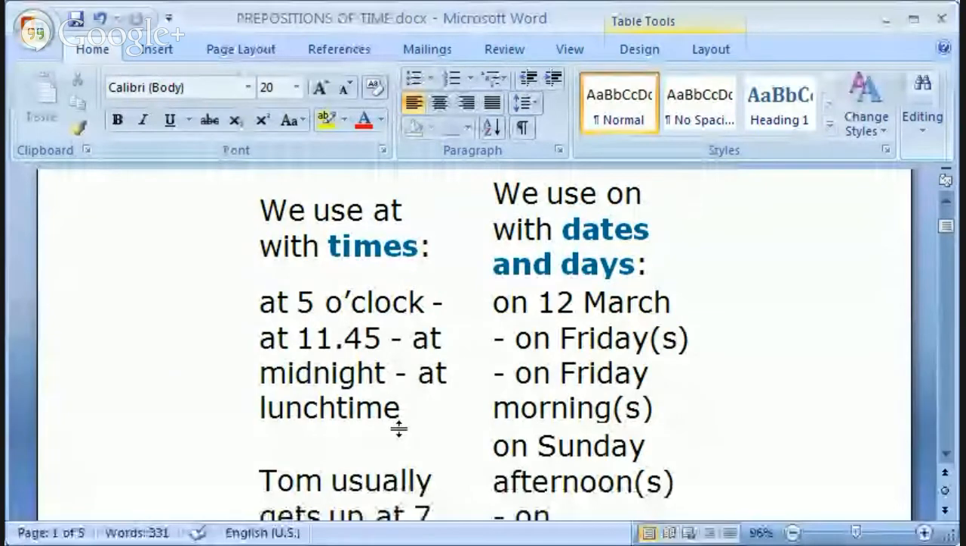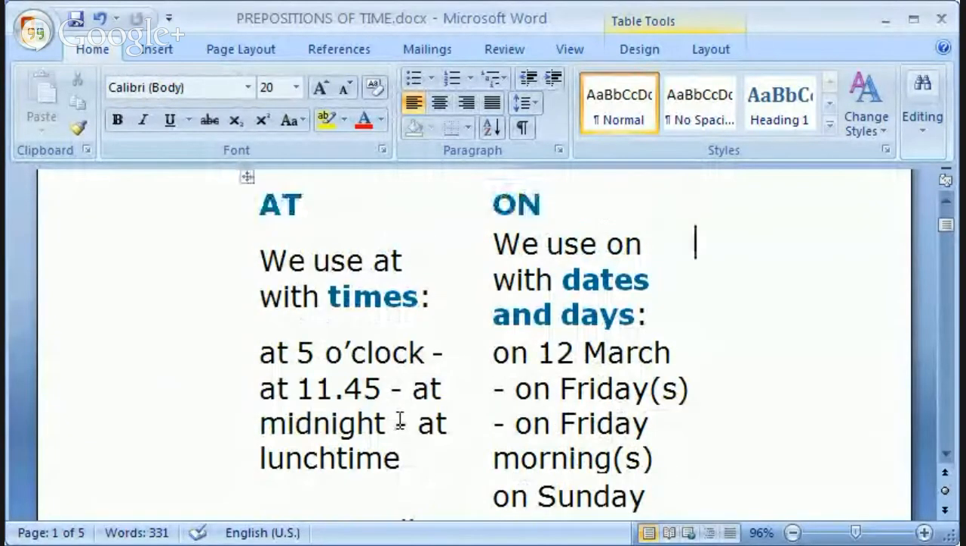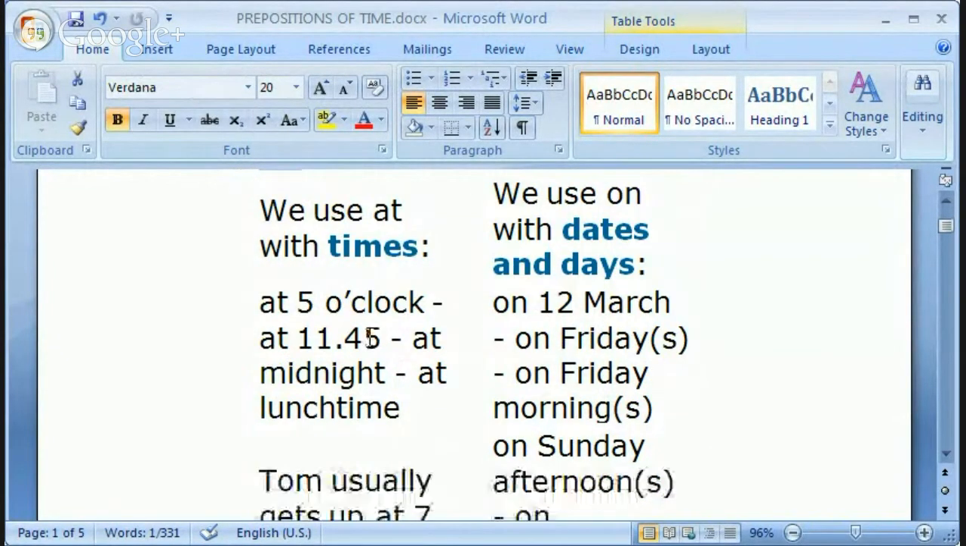Well, let's get started. I'm going to share with you a screen share, a document, and talk about prepositions of time and how they are used. Okay. First, we're going to talk about, well, there's really 2 sides here, but first we're going to talk about at. We use at with specific times, generally, okay?